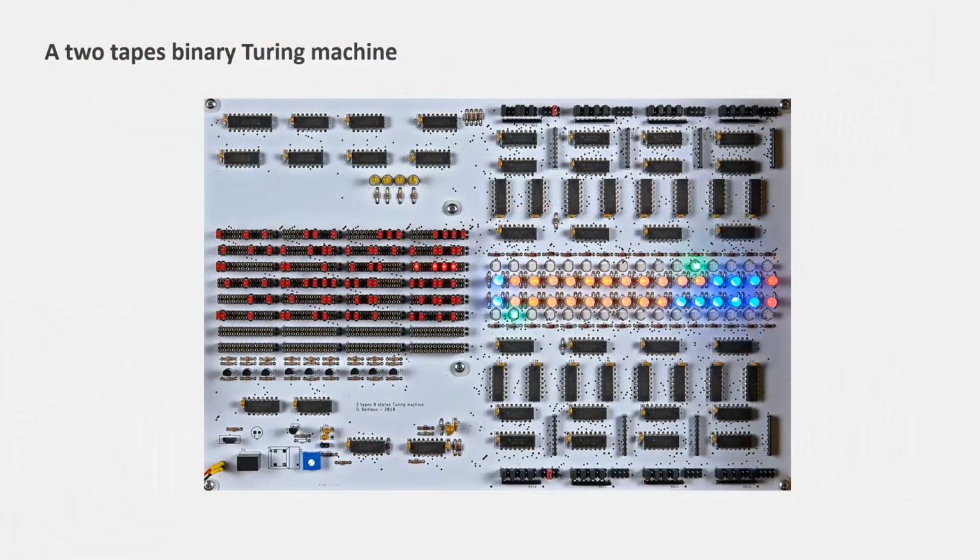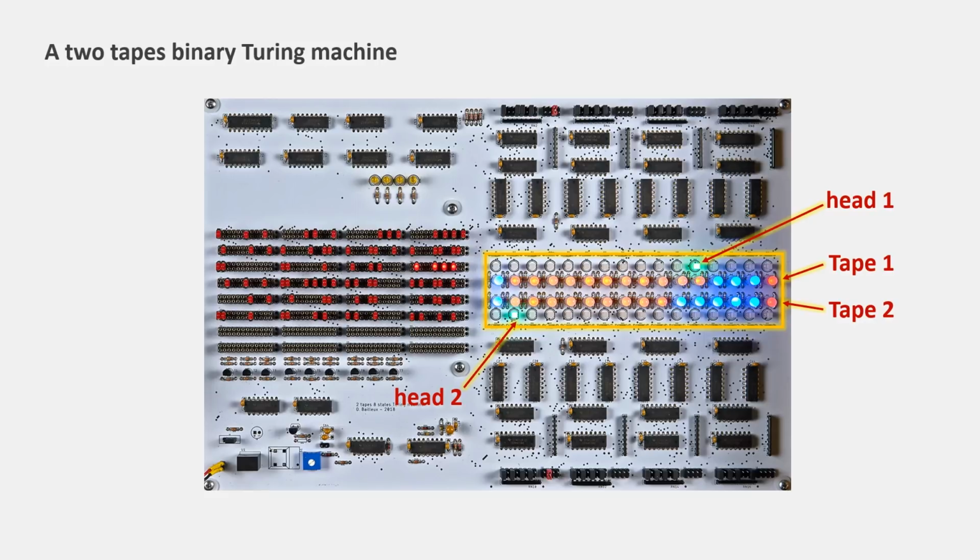Hello, this is an 8-state Turing machine with 2 tapes. Each tape has 16 cells containing binary values. The program is implemented by LEDs plugged into connectors. The machine is made using basic electronic components: logic gates, latches, shift registers, multiplexers, diodes, transistors.